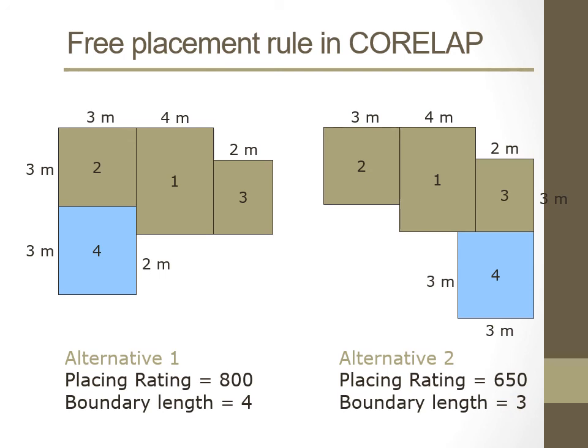But in fact, we can place this department 4 anywhere on the perimeter of the previous departments. For example, we can place it here. We can place it here. Or we can place it here. So you should try any one of those places, calculate the placing rating and the boundary length, and depending on those, you need to select where to place this new department.